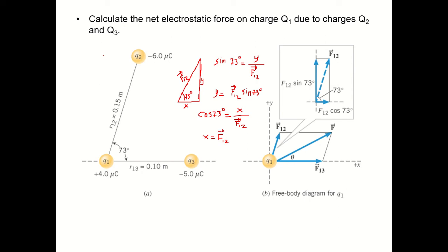Okay, then multiplied by cosine. Now cosine of 73 degrees. As you can see here, this is the horizontal component, this is the vertical component. So what we're going to do is to solve for F13, and then we solve for F12, and after that we solve for the resultant force.